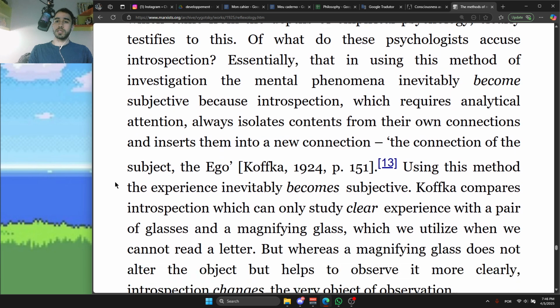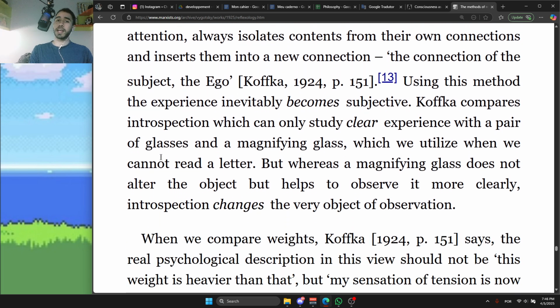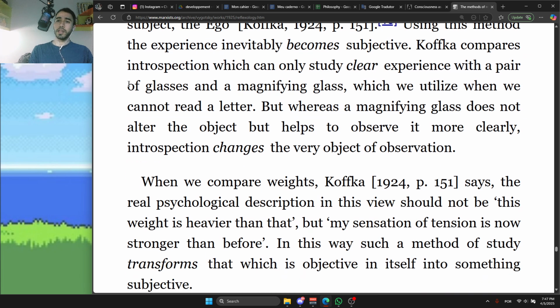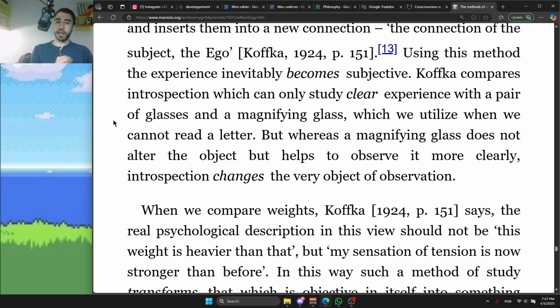Of what do these psychologists accuse introspection? Essentially, that in using this method of investigation, the mental phenomena inevitably become subjective because introspection, which requires analytical attention, always isolates contents from their own connections and inserts them into a new connection. The connection of the subject, the ego. Using this method, the experience inevitably becomes subjective. Koffka compares introspection, which can only study clear experience, with a pair of glasses and a magnifying glass, which we utilize when we cannot read a letter. But where is a magnifying glass? A magnifying glass does not alter the object but helps to observe it more clearly. Introspection changes the very object of observation.